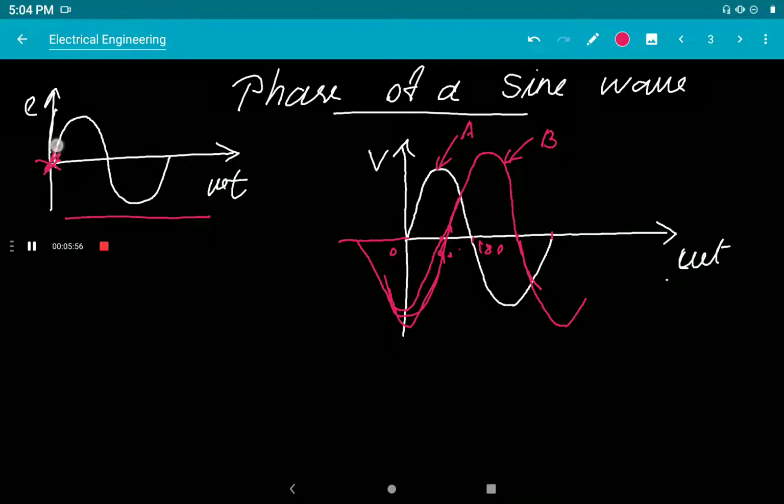So the positive value from the origin, then it completes one cycle by 360 degree.